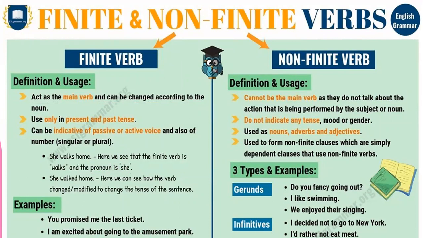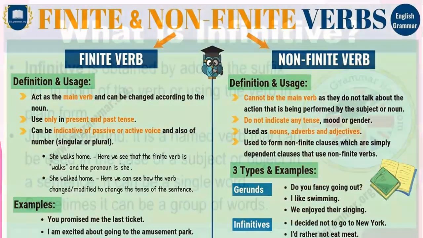And what about non-finite verbs? Non-finite verbs cannot be the main verb as they don't talk about the action that's being performed by the subject or noun. They don't indicate any tense, mood, or gender. They are used as nouns, adverbs, or adjectives. In English, there are three types of non-finite verbs: gerund, infinitives, and participle. Today we are going to talk about infinitive.